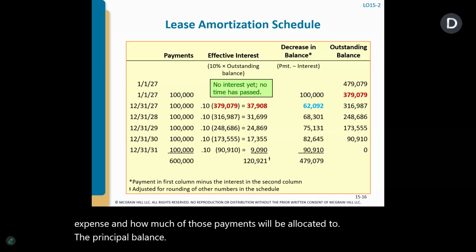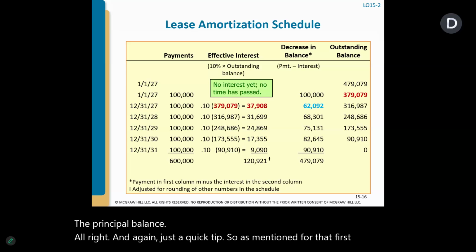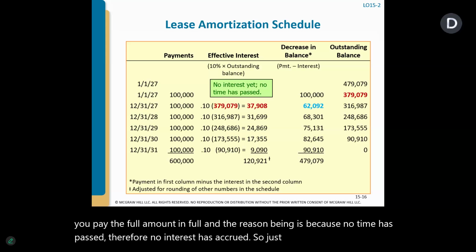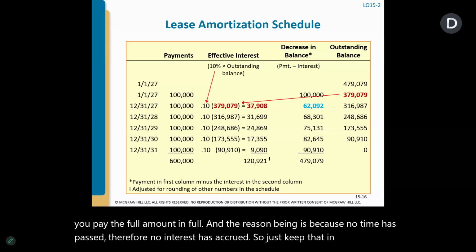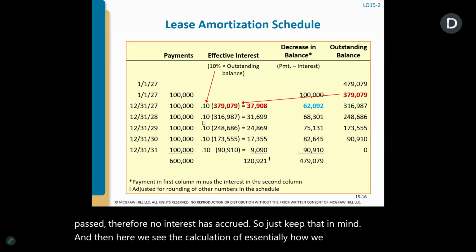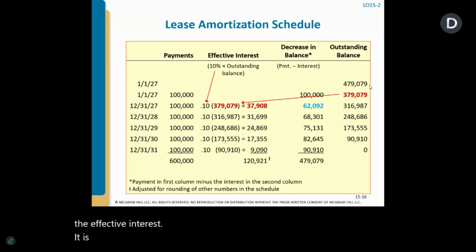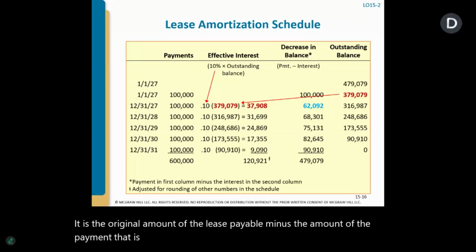All right, and again, just a quick tip. As mentioned, for that first payment, you pay the full amount in full, and the reason being is because no time has passed, therefore no interest has accrued. So just keep that in mind. And then here we see the calculation of essentially how we determine the amount. So the key thing to keep in mind is that every time we determine the effective interest, it is the original amount of the lease payable minus the amount of the payment that is going to be allocated towards the principal balance. So very important to keep in mind.